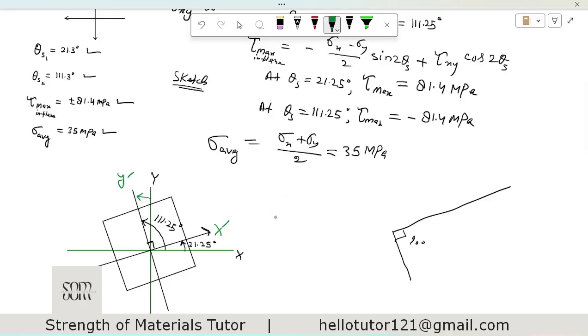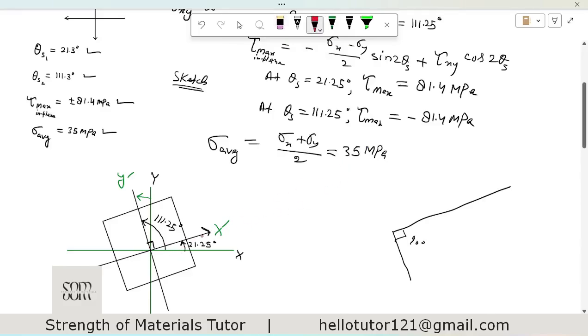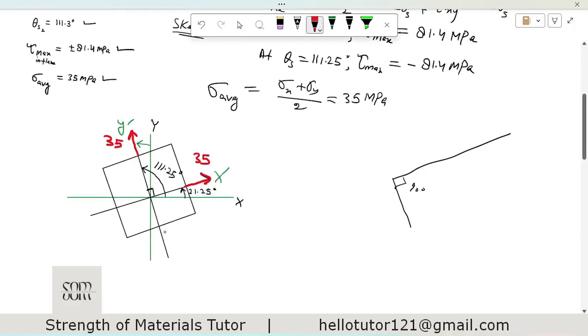Now the sigma average is 35, so it is everywhere on the planes. Let me use a thicker pen. It is positive, which means it is directed towards this, right? Because positive means the same sign as the coordinate axis. So it is like this here, and also this here, and the value is 35 megapascal. Now if you wish, you can draw the supplementary too. So this one is the supplementary of this, 35, and this one is 35.